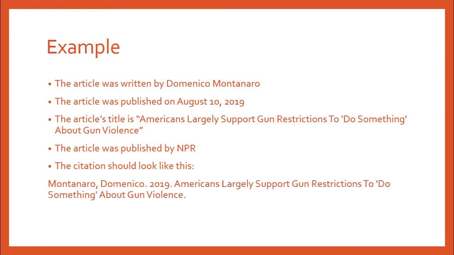After that, you put the title of the article. This doesn't need any punctuation around it. You just write the title of the article and whatever punctuation was contained in the title of the article. So in this example, the quotes around do something was part of the article. Because the title of the article was Americans Largely Support Gun Restrictions to Do Something About Gun Violence, that goes after, and again you end it with a period. Then after the title of the article, you say who the article was published by, so this would be NPR. When you say who the article was published by, you put the name of that in italics, so that's the slanted writing.